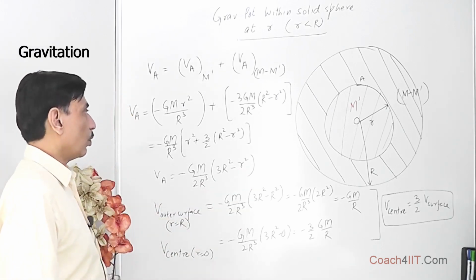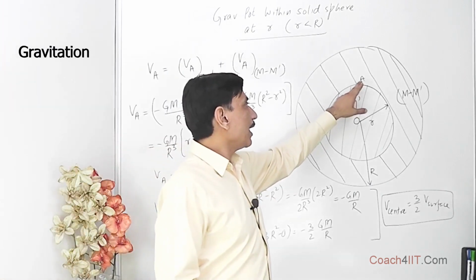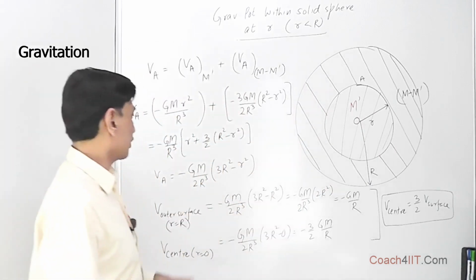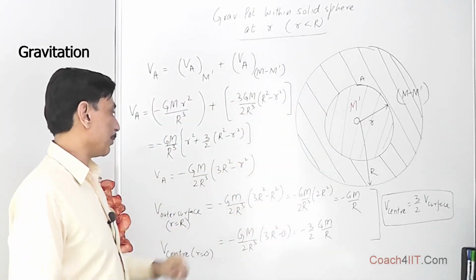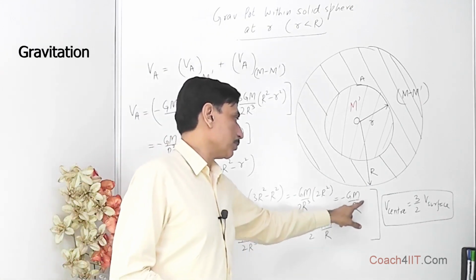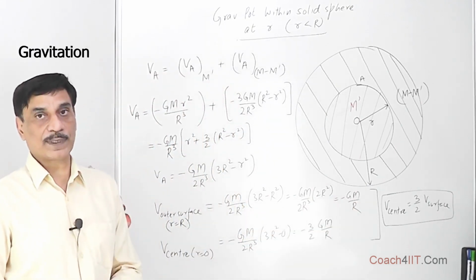And if we are to find the potential when the point A is at the surface, it means small r becomes equal to capital R. So in this we put small r as capital R, and it obviously comes out to minus GM upon R. That is what was expected.